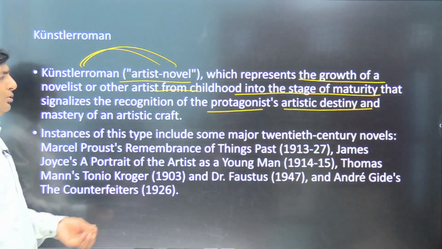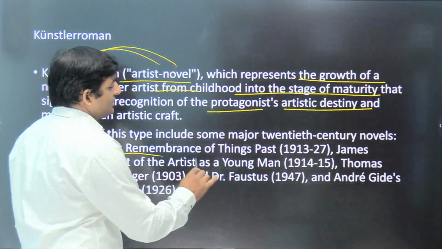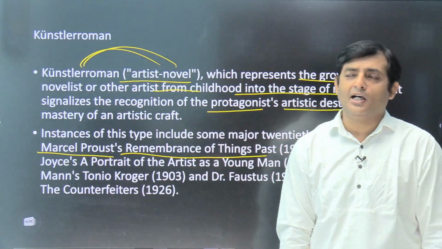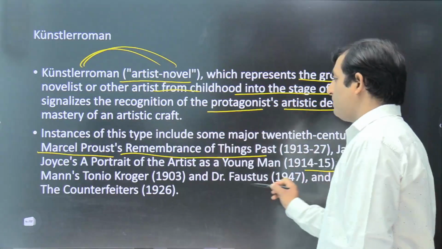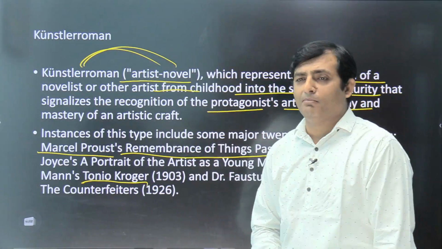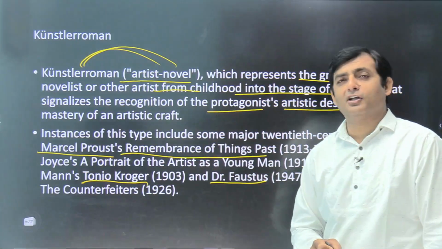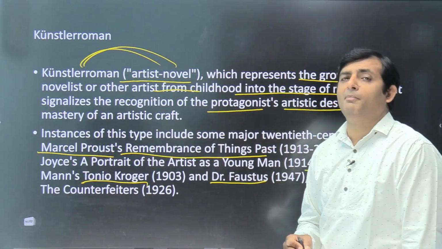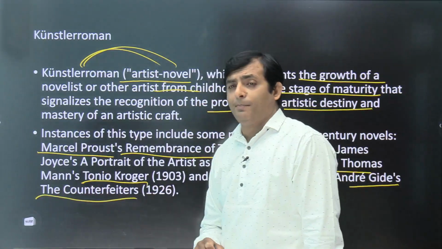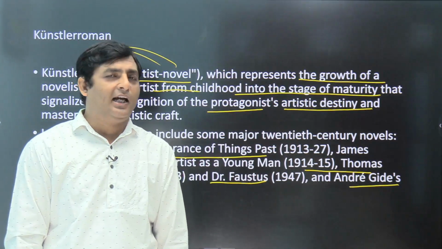Instances of this type include some major 20th century novels: Marcel Proust's Remembrance of Things Past, James Joyce's A Portrait of the Artist as a Young Man, Thomas Mann's Tonio Kroger, and another novel by Thomas Mann, Dr. Faustus. Dr. Faustus is a play by Christopher Marlowe, but Dr. Faustus is also a novel by Thomas Mann, and Andre Gide's The Counterfeiters. One more example I want to mention here: Virginia Woolf's To the Lighthouse.